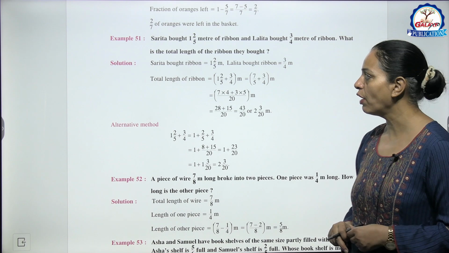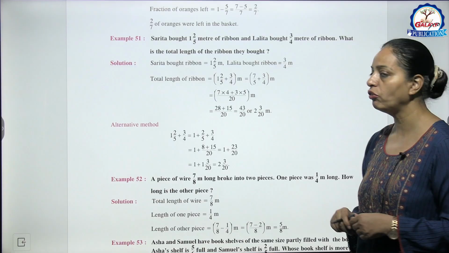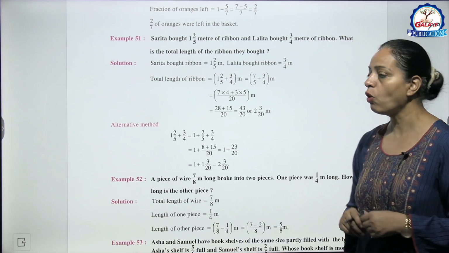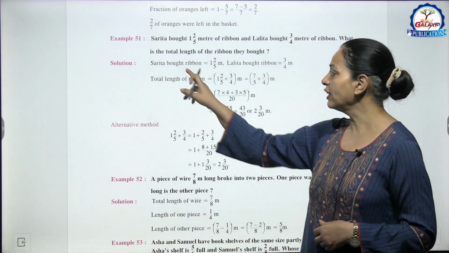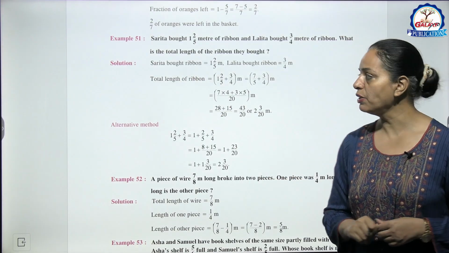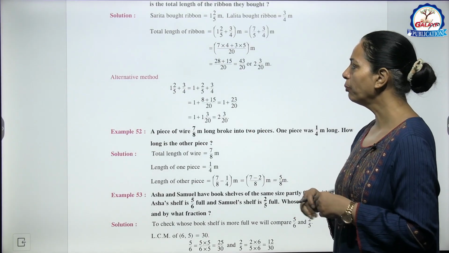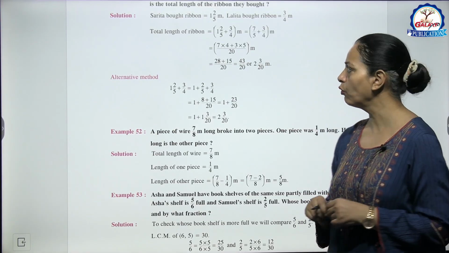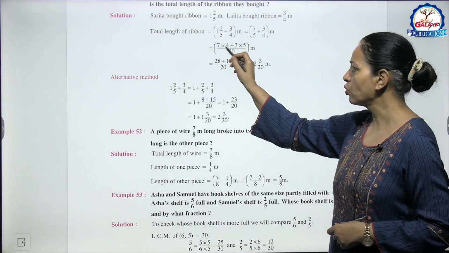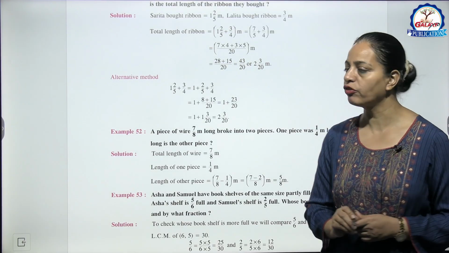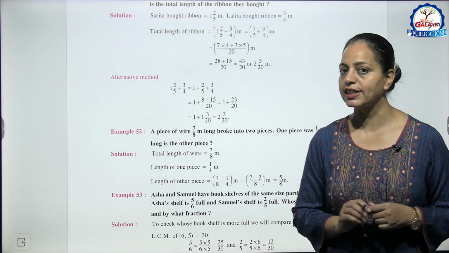Now example 51. Sarita bought 1 whole 2/5 meter of ribbon and Lalita bought 3/4 meter of ribbon. What is the total length of the ribbon they bought? Okay. So now Sarita bought ribbon 1 whole 2/5 meter. Lalita bought ribbon 3/4 meter. So total length of ribbon is 1 whole 2/5 plus 3/4 meter. 7/5 plus 3/4, LCM is 20. So 7 into 4 plus 3 into 5, 28 plus 15, 43 upon 20, change into mixed fraction.